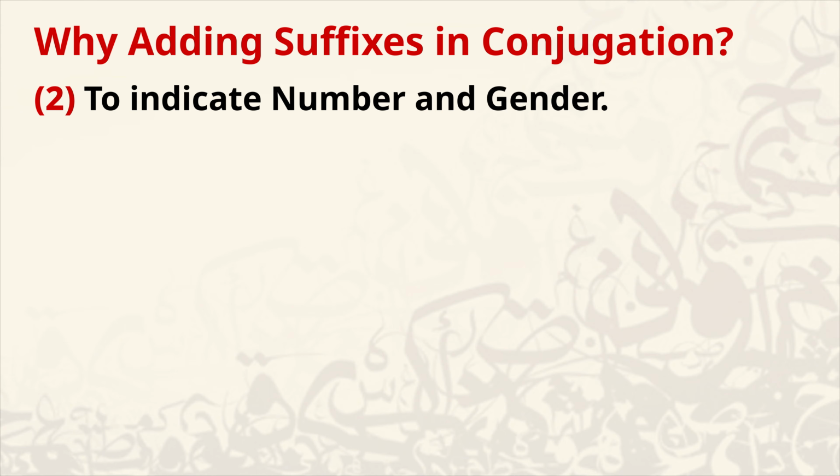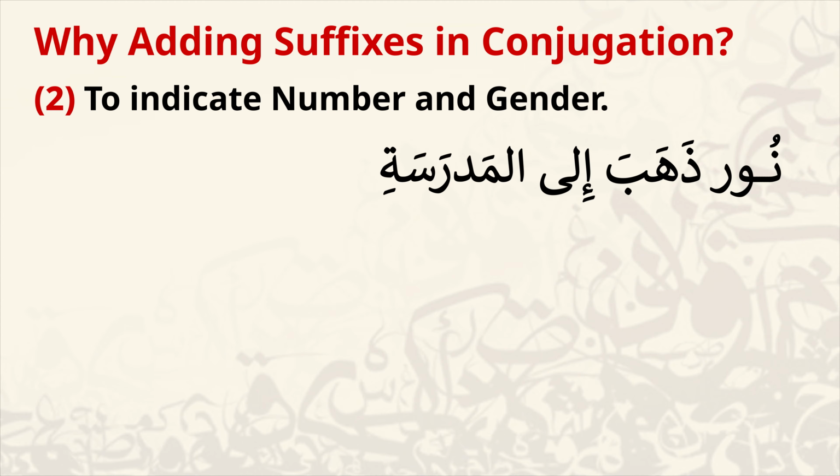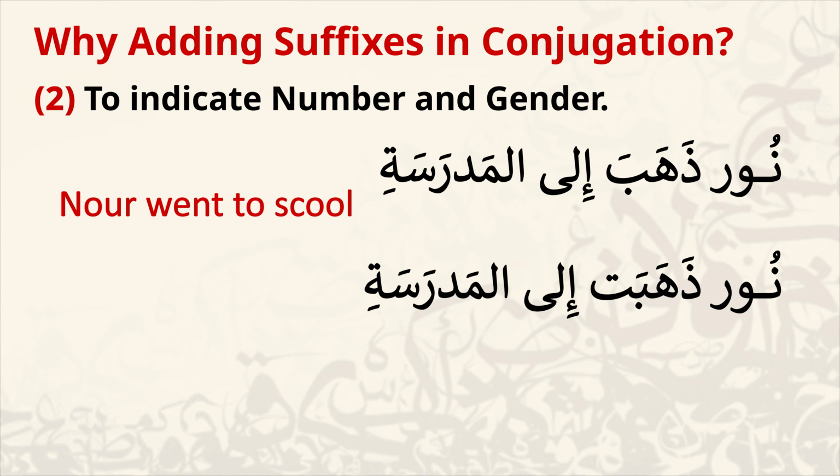For example, the proper noun Noor is used for both genders. So how can we know whether the name refers to a male or a female? By looking at the pronoun. Look at these two sentences. نور ذهب إلى المدرسة. نور ذهبت إلى المدرسة. In English, they have the same translation. Only the context will determine the difference in gender. But in Arabic, how can we know which one is male and which is female?